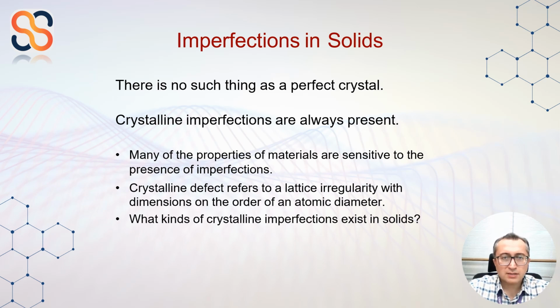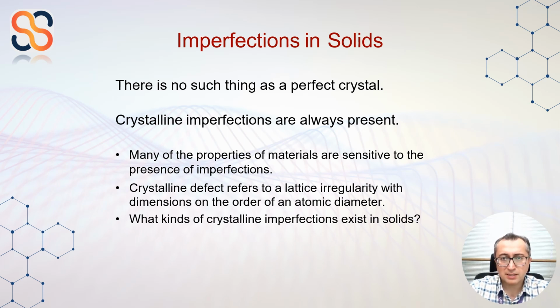Well, let's focus on imperfections in solids. First off, it's important to note that there is no such thing as a perfect crystal. Every crystal has some kind of imperfection or defect. These imperfections are not just rare, they are present in every single crystalline material. Now, why does this matter? Well, the properties of materials like their strength, conductivity, and reactivity can be greatly affected by these defects. For example, a small change in the arrangement of atoms can change how a material behaves under stress or how it conducts electricity.